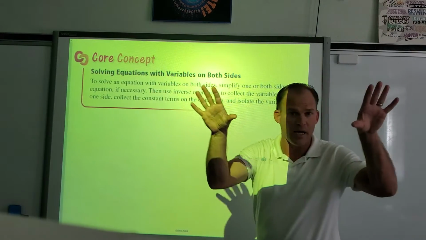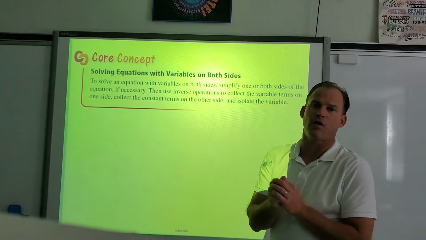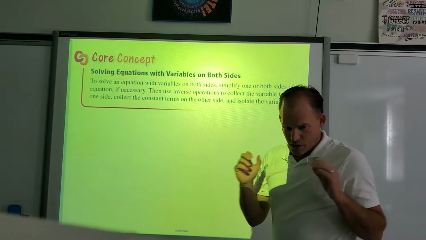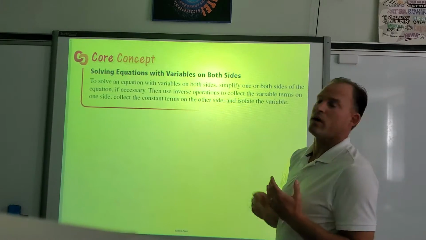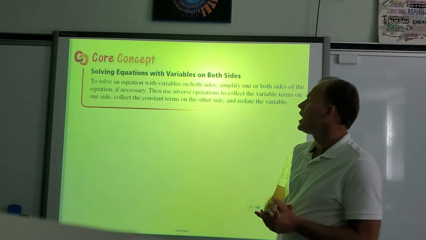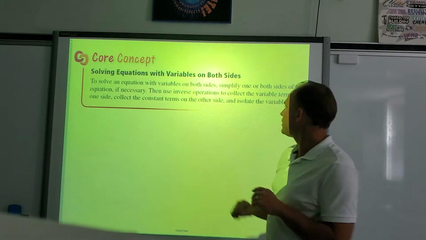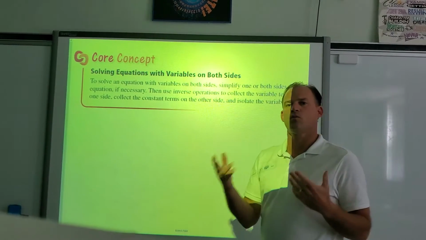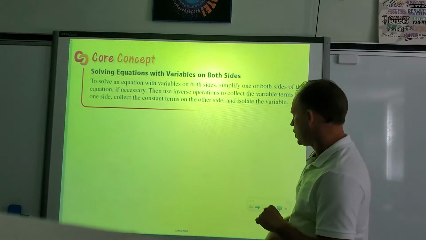So you simplify if something can be simplified on one side or the other, and then you need to get the variables on the same side of the equation. We need to collect the variables, and then we collect the constant terms on the other side, isolate the variable. So then we just solve like normal.